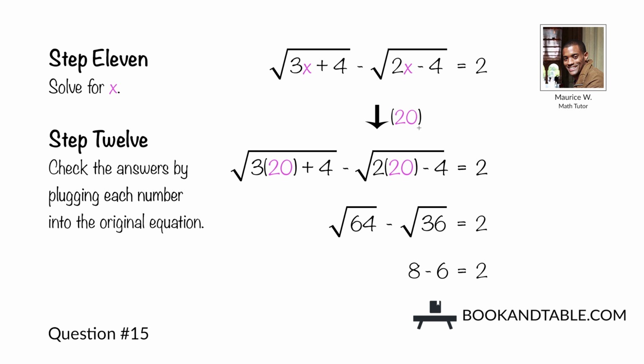Let's now check 20. Plug 20 into both places for x, and that'll give you 3 times 20, which is 60. 60 plus 4 is 64. The square root of 64 is equal to 8. Minus the square root of 2 times 20, which is 40. 40 minus 4 is 36. And the square root of 36 is equal to 6, leaving us with 8 minus 6, which is equal to 2. 2 equals 2 confirms that x is also equal to 20. So x is equal to both 4 and 20.